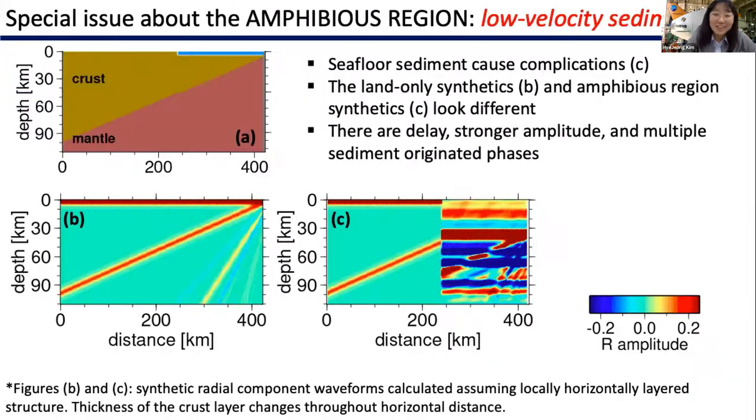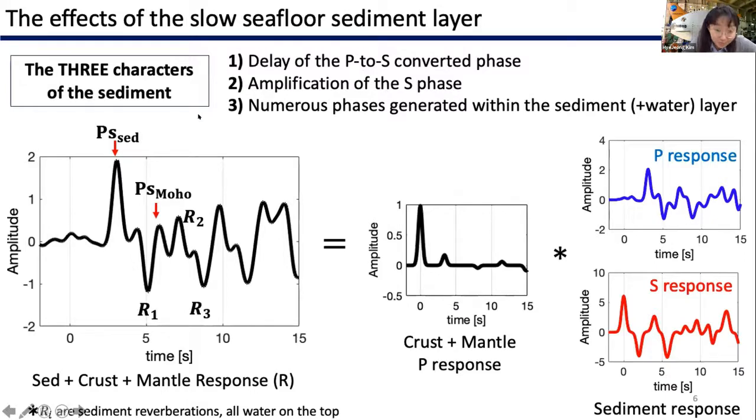Repeating the three characteristics that I just listed: a delay of the P-to-S converted phase, amplification, and numerous phases generated within the sediment layer. I would like to simplify the explanation using single waveforms here. In the case of a sediment-crust-mantle response in the radial component, it looks like this. These are a combination of the crust-mantle response in the middle and the sediment response, the P response and S response of the sediment structure.